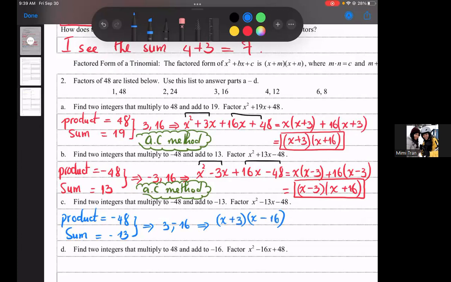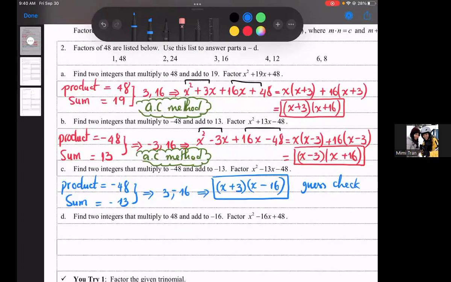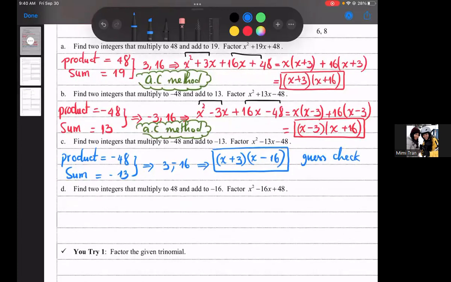That's called guess and check. Right? Which one do you like better? It allows you to skip that middle step. Once you find the two numbers, all you do is fill out the parentheses. That's all. X is always there in the two sets of parentheses. All right, you guys do D. I'm going to walk around and see how you do.